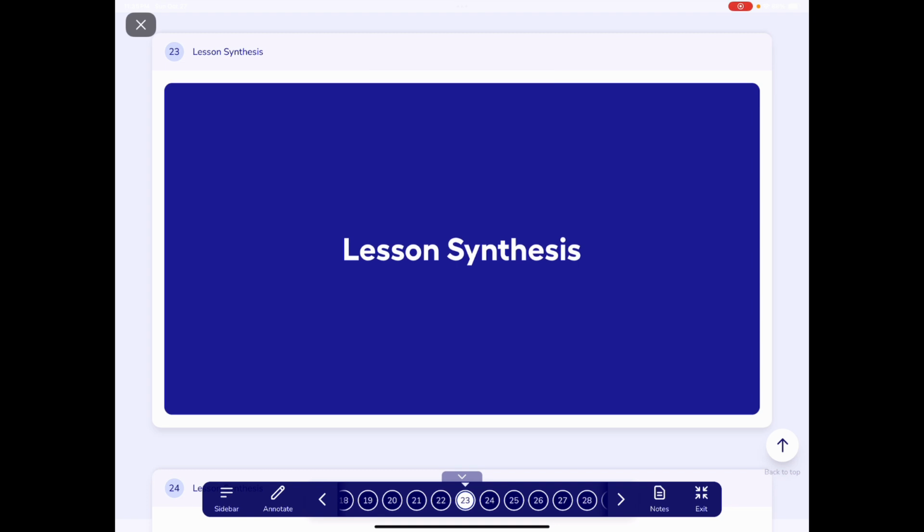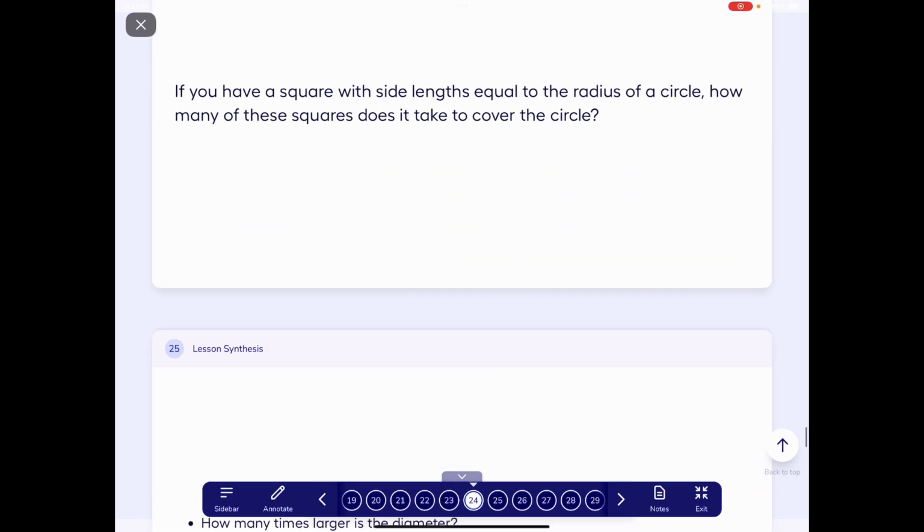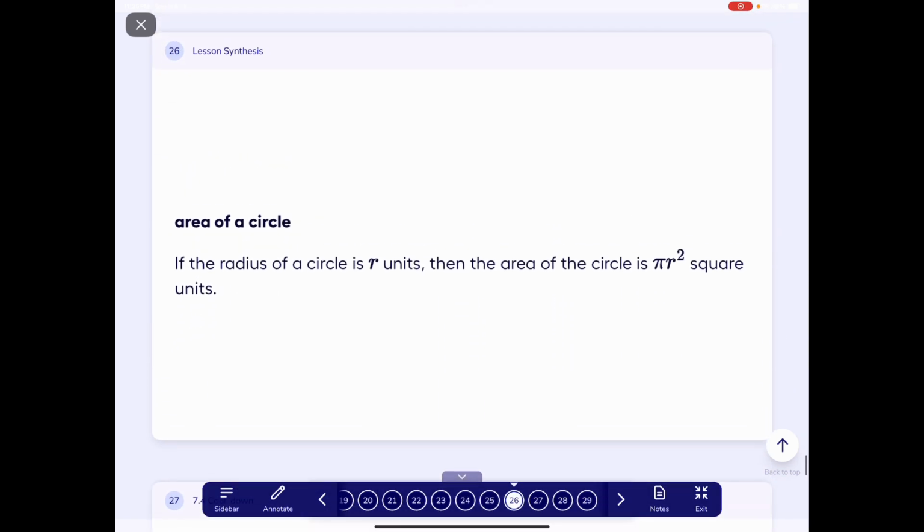Here is the lesson synthesis. And this is the main idea for this lesson. If the radius of a circle is r units, then the area of the circle is pi r squared. So how do you get the area of a circle? You need to know the radius, and then you would square that radius and multiply it by pi.